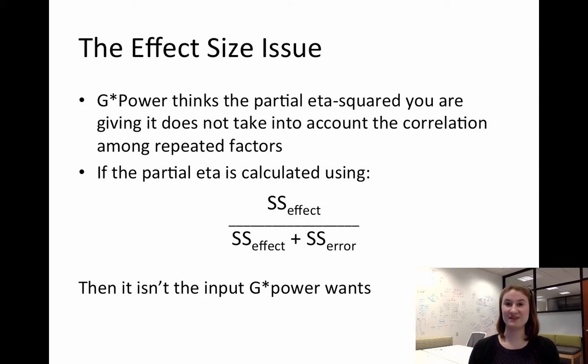For example, SPSS does calculate the partial eta squared based on the sums of squares from the F-test. One way you can check whether your particular program does that or not is to get the program to output the partial eta squared and then calculate your own partial eta squared by hand using this formula. And if the numbers match up, then you know that the partial eta squared in your program does take into account the correlation because it uses this formula.